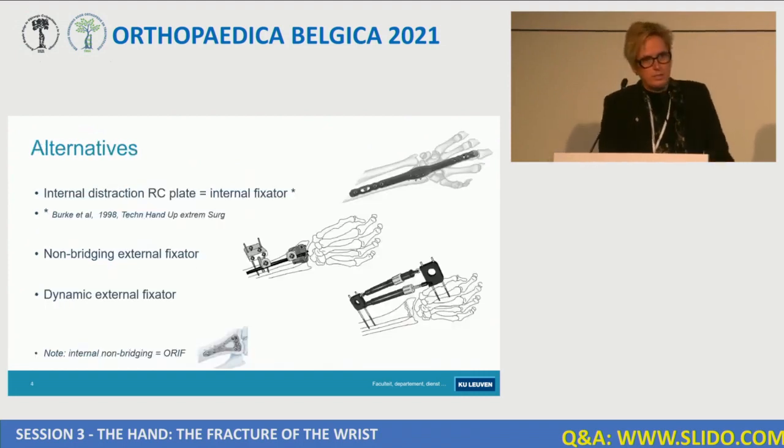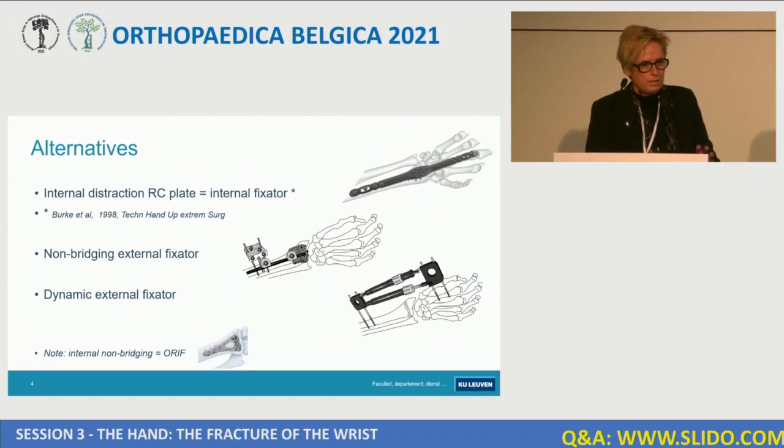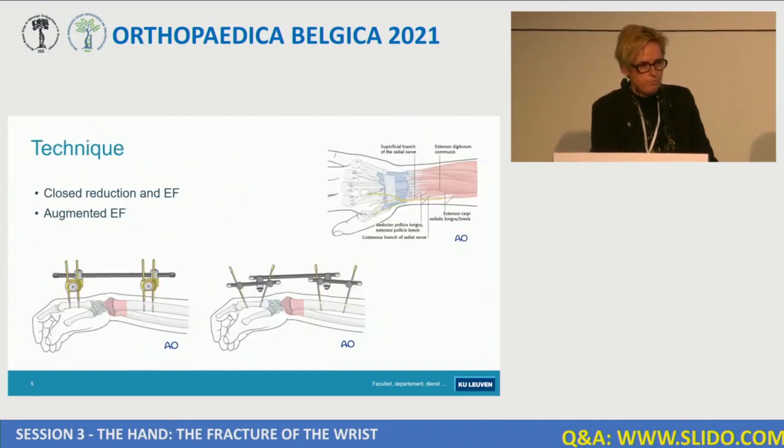There are alternatives to this classical radio metacarpal external fixator, such as the internal fixator used as a distractor, the non-bridging external fixator, and even the dynamic external fixator to attempt some motion or secondary correction. Technically, the idea is to reduce the fracture and then put the external fixator on, and if needed, the former technique, pins for instance, can be added to augment the reduction and the fixation.